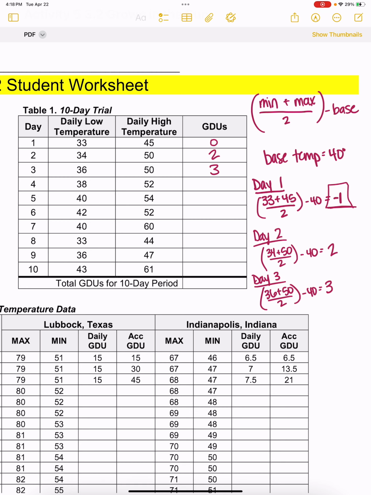Okay, so what you guys need to do is you need to finish filling out this table 1 right here. And then after you get them calculated for all 10 days, you are going to add up all the GDUs for the 10-day period and put it right there.